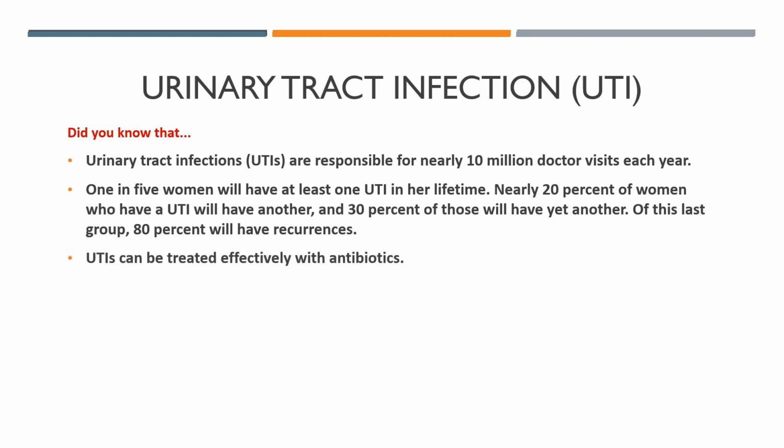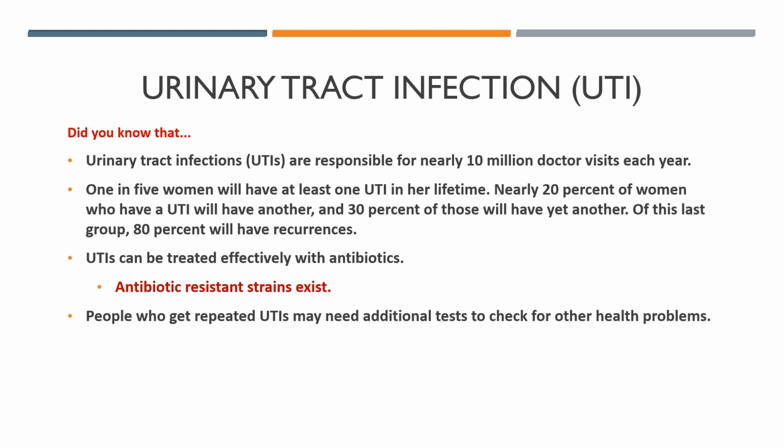UTIs can be treated effectively with antibiotics. However, antibiotic-resistant strains do exist. People who get repeated UTIs may need additional tests to check for other health problems. UTIs may also be called cystitis or a bladder infection.